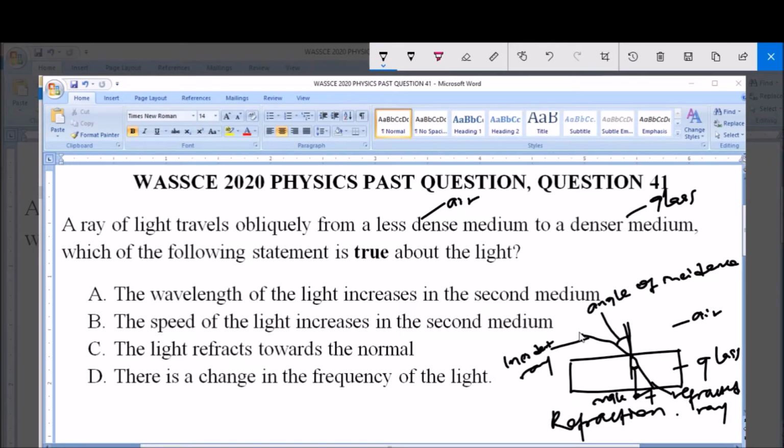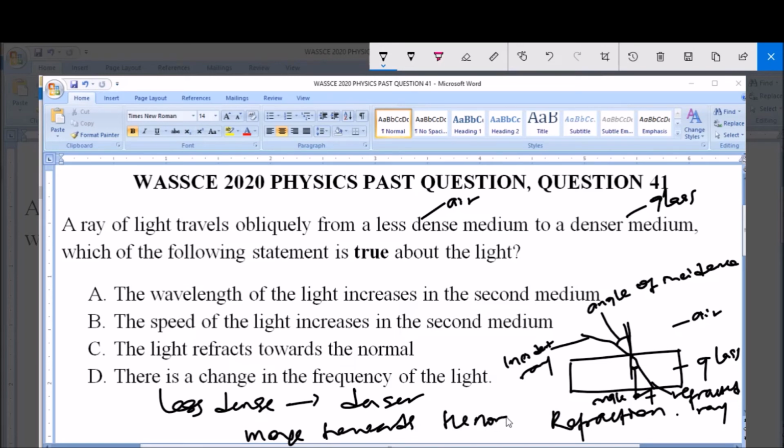But because it is moving from a less dense medium to a denser medium, it is moving towards the normal. That means the ray of light has been refracted because there is a change in density of the medium. Now the wavelength won't be affected, the speed won't be affected, neither will the frequency be affected, but the direction of this wave will be affected, and that is refraction. And the ray of light, because it is moving from a less dense to a denser medium, will be refracted towards the normal ray, and this is the normal ray.